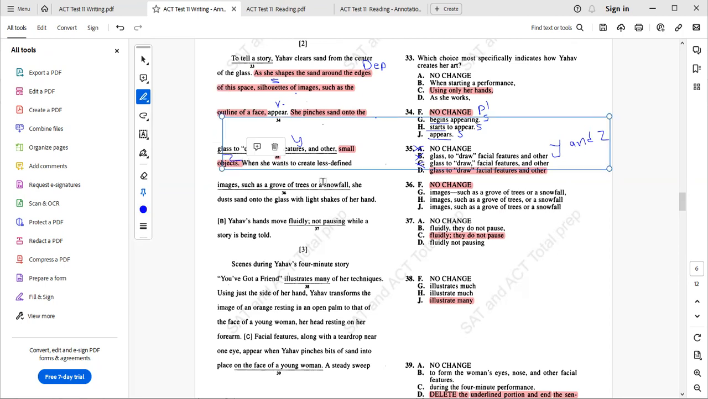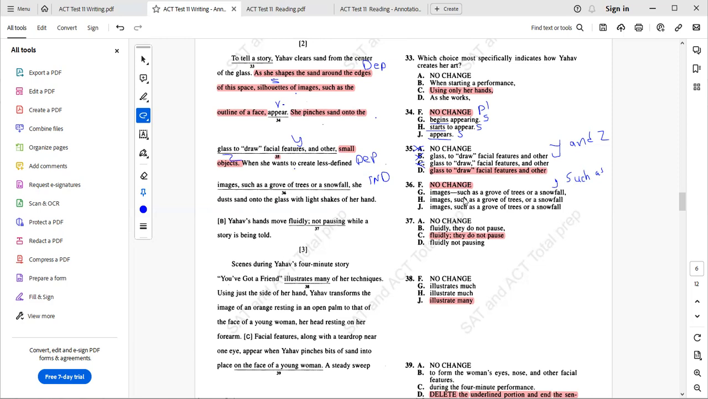36 is wrong also. Why? Okay. 36, he said when she wants to create less defined images, dependent. I need the independent. Such as a group of trees or a snowfall. This, it must, such as, take care. Such as, it must be preceded by a comma. So this is right. We need another comma for the independent. And now here is the independent. She does sand onto the glass with light shakes of her hand.